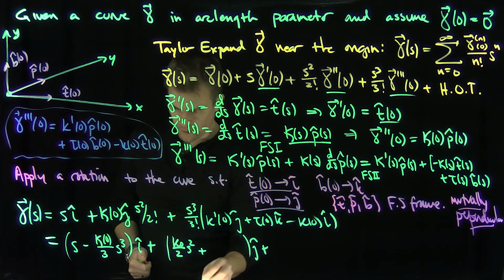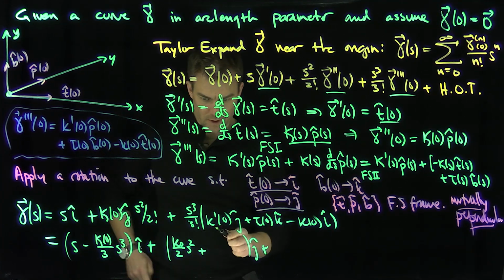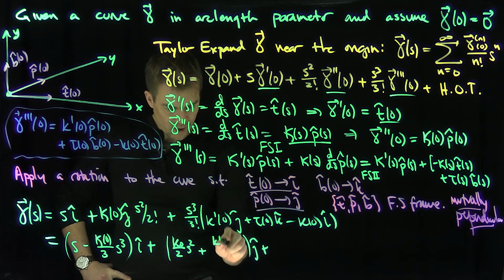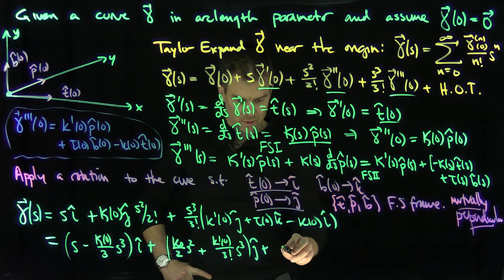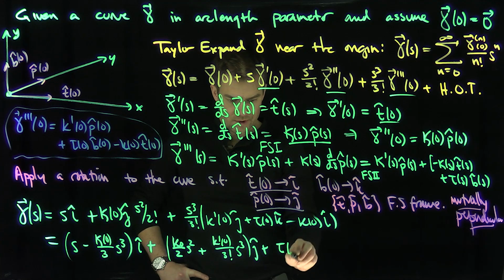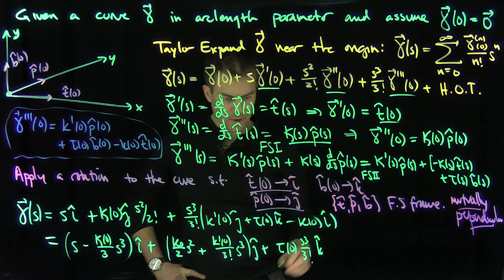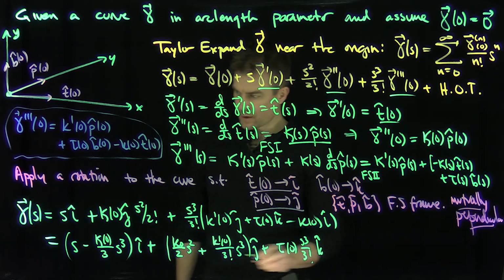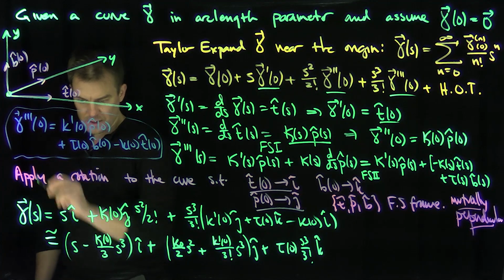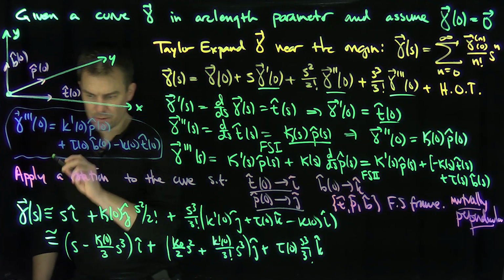So the j hat component over here, we got that correct, and then the j hat component over here is going to be kappa prime of 0 over 3 factorial s cubed, like that. That's the other j component. And then finally, the only k component is this torsion term over here, right? So it's going to be torsion of 0 s cubed over 3 factorial, and that's the k hat component. Plus, of course, higher order terms, right? So in other words, it's approximately equal to this. This is an approximation of my curve.